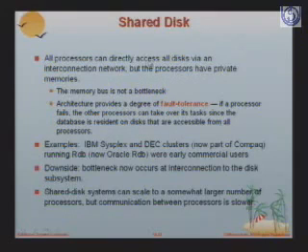Then there are shared disk systems. The architecture provides a degree of fault tolerance. If a processor fails, other processors can take over its task, since the database is resident on disk. So these are the ways you have.